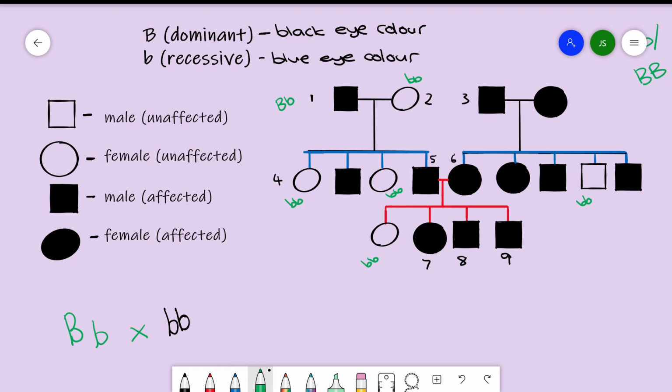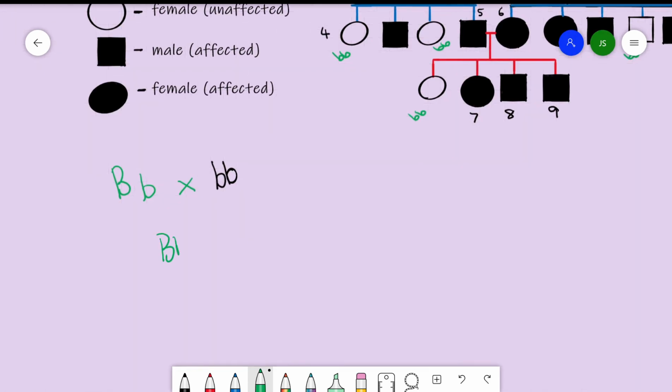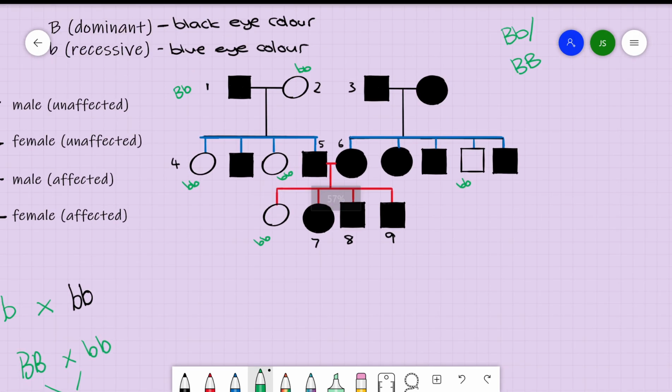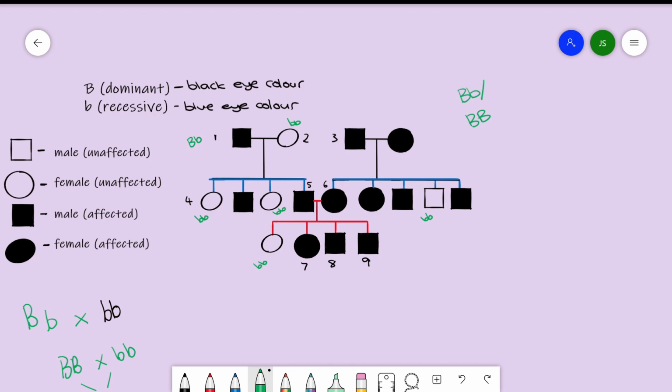It cannot have big B, because if it did, the only organisms that pairing could produce would be affected organisms, and that is not the case. As you can see, they are two unshaded shapes, and that means that the organisms are not showing the trait. I hope that makes sense.